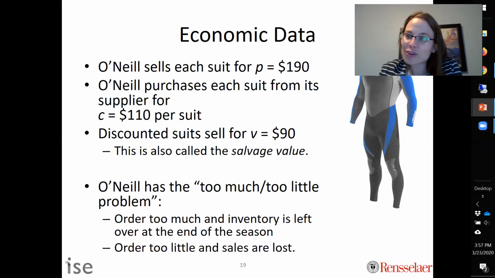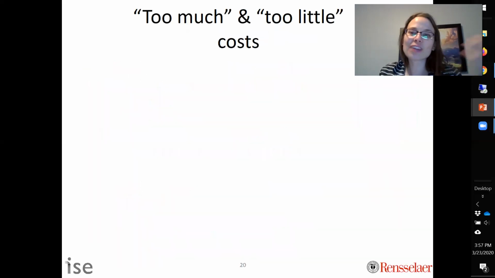And why do they have the overage and underage cost? Well, you could say I ordered too much. If I ordered too many and had extra, I have to discount them, and every time I discount them, I lose money. However, if I order too few, I lose out on that potential for a sale, and that provides me profit. So there's this overage and underage cost we need to balance. Let's quantify that for this example.